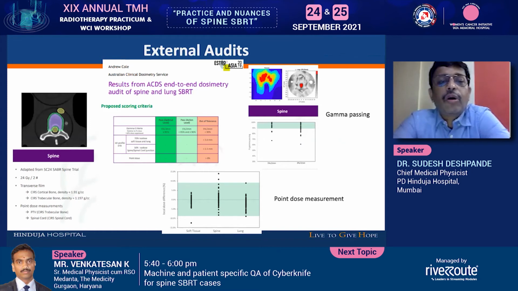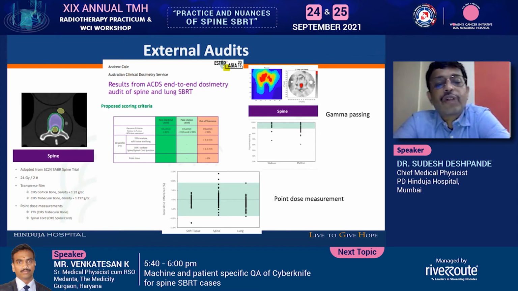This is the Australian Clinical Dosimetry Service audit they had done for spine and lung. This paper was published in 2019. They did an audit where they exposed the phantom with a 24 Gy in 2 fraction plan. They did a transverse film measurement, and a point dose measurement at two places, one in the PTV and the other in the spinal cord.